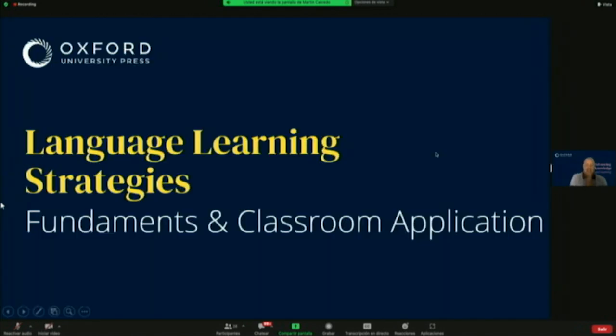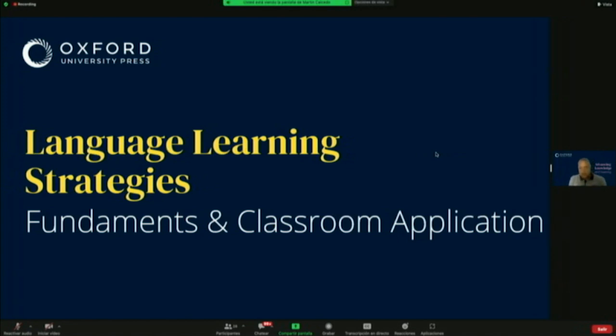Our topic today is language learning strategies, their fundamentals, and how we can apply them in our classroom. And why this topic? Because we have spent many years, decades, thinking about teaching, thinking about how we can make our teaching more efficient. But we definitely need to start thinking about how to implement and embed strategies into our teaching processes, into our pedagogical sequences, into our day-by-day in the classroom.